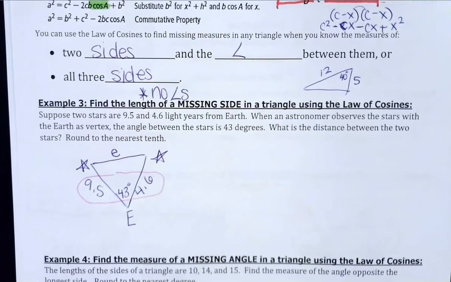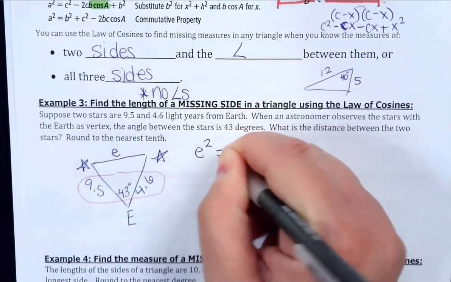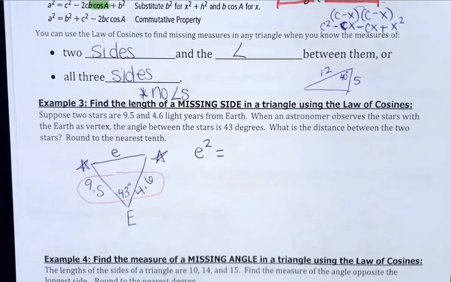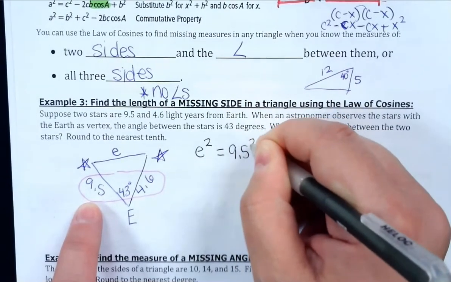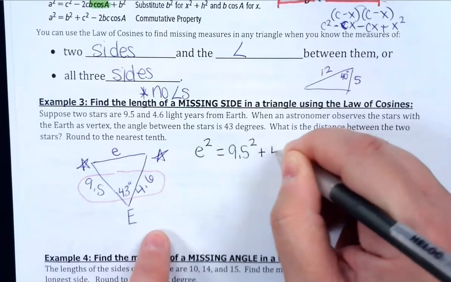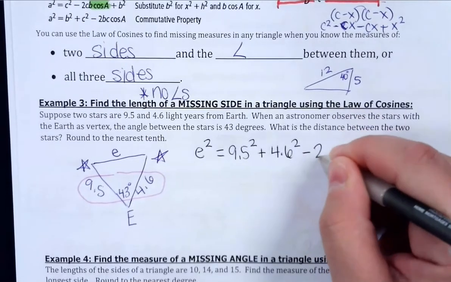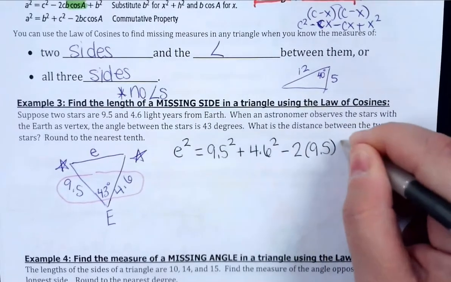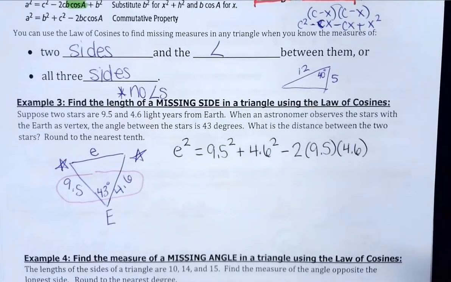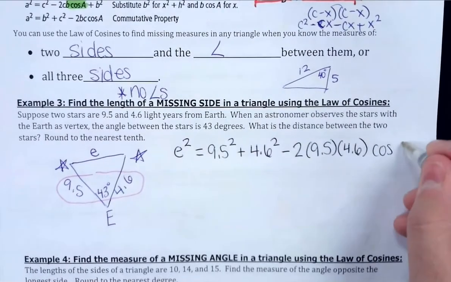Now, to set up the equation that you saw at the top, I know I have different letters here, but whatever the side is across from the angle, that is by itself squared. In any order, it does not matter, these other two sides are going to get used on the other side of the equation. So it's the square of both of the other two sides, and we're going to add those squares together. Minus 2 is part of the formula. And then in any order, the other two sides, so one of them was 9.5, one of them was 4.6, and then the cosine of the angle between them, which for this one is 43 degrees.